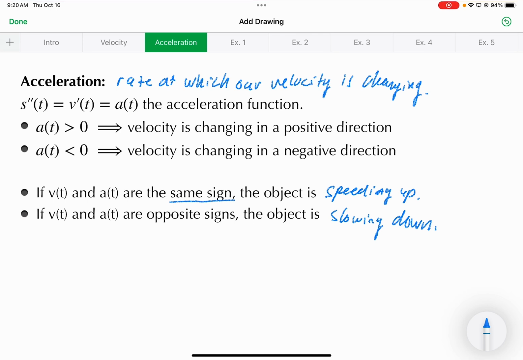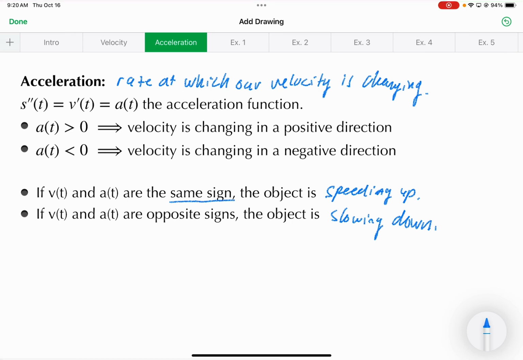let's talk about why that's the case. So if our velocity is positive, that means it's moving to the right. If our acceleration is positive, that means our velocity is changing in a positive direction. Okay? So what that means is, since it's already going to the right and is changing in a positive direction, it's speeding up. Okay? If my velocity is negative and my acceleration is negative, I'm going in a negative direction. If my acceleration is negative, it's changing in a negative direction, so I'm picking up speed in a negative direction.